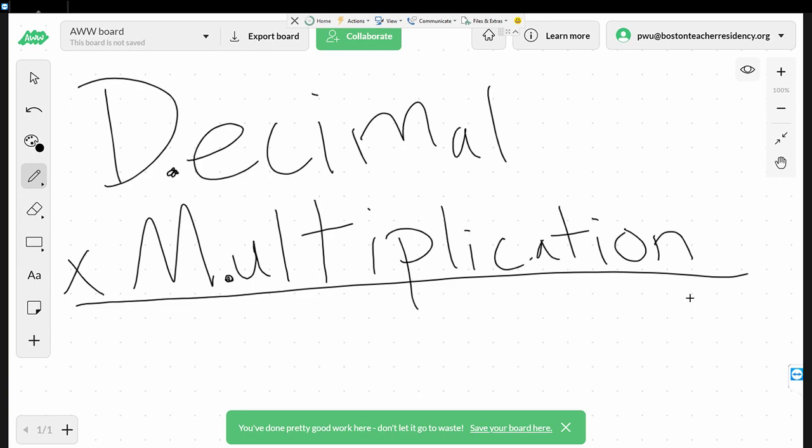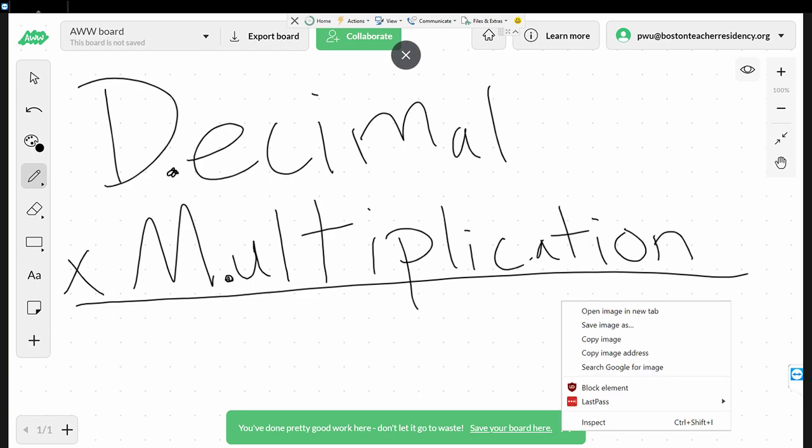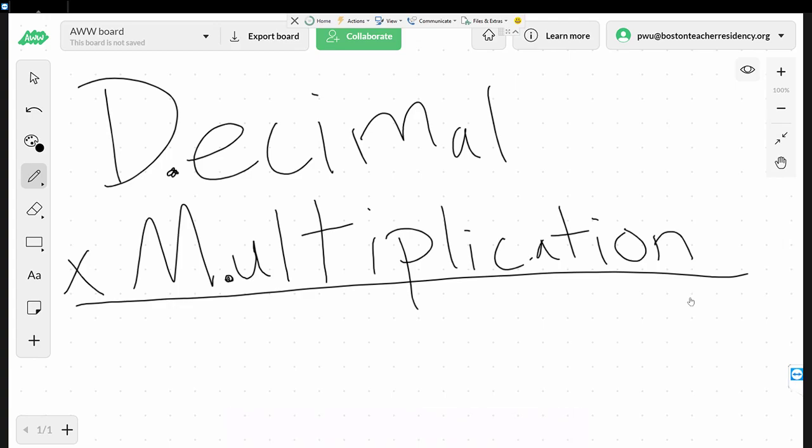So this lesson is supposed to be a refresher from class on how to do decimal multiplication. So we're going to talk through the process that we use in class to discuss how are we multiplying decimals and why are we doing it this way. So let's go ahead and get started.